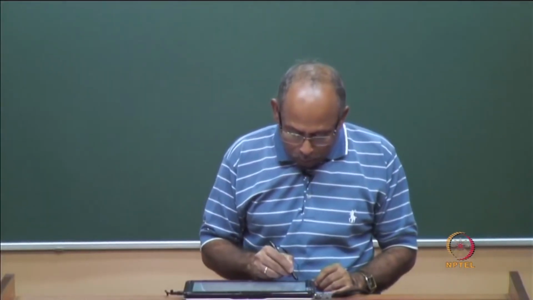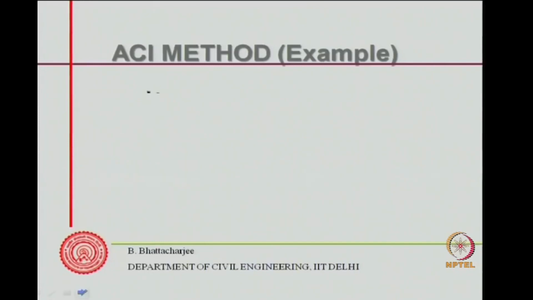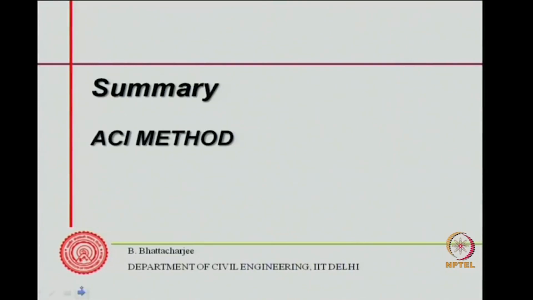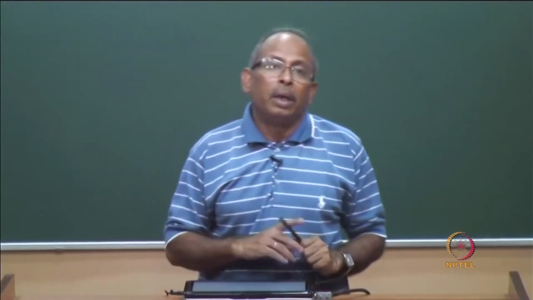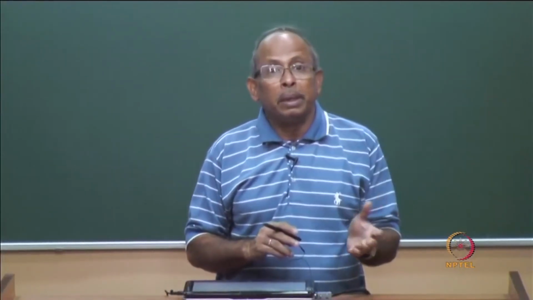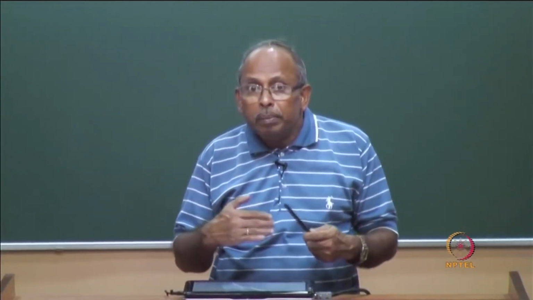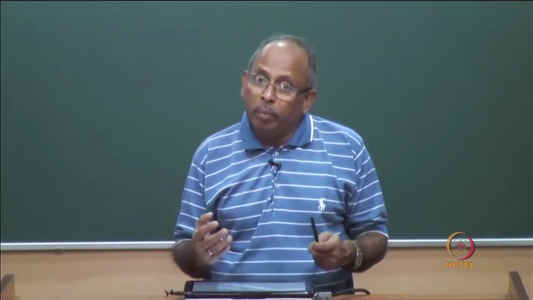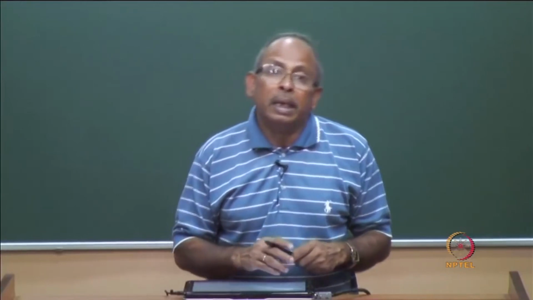Anyway, with this note of summarizing these three methods, we would like to conclude our discussion. We have seen that these are the four proportions we have already seen, and we can summarize that today we have discussed the ACI method, earlier we discussed the DOE and Indian methods, and we have also discussed somewhat the comparison of these three methods and how we can adopt them in the Indian scenario.